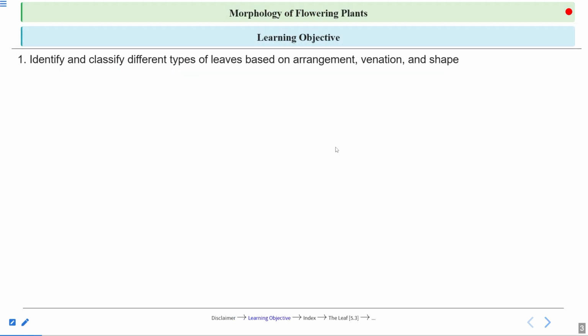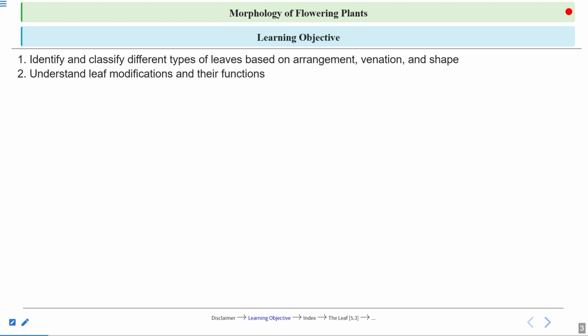So, what are the objectives of today's session? We will identify and classify different types of leaves based on the arrangement. We'll talk about the arrangement of leaves, how they are arranged on the shoot, how they are arranged on the stem. We'll talk about the venation in the leaves. We'll also talk about the shape of the leaf. There are different kinds of shapes of leaf, and we'll talk about that also. Then we will understand the leaf modifications and their functions.